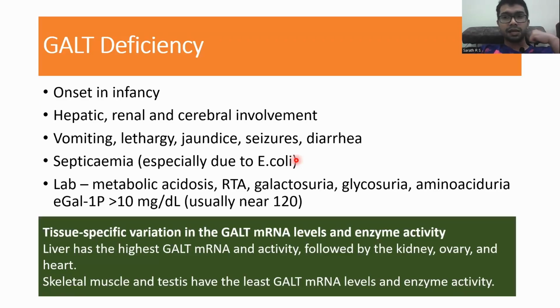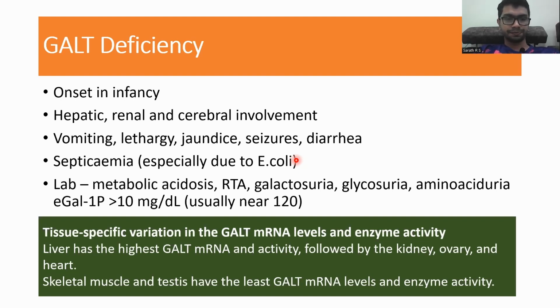The onset will be in the infancy itself, because once we initiate feeding, breast milk will contain lactose. Lactose will be converted to galactose. Galactose accumulation will form galactosemic manifestations. There will be involvement of liver, kidneys, and brain. So there will be altered liver function. There will be vomiting, lethargy, bleeding manifestations, jaundice. There will be generalized aminoaciduria due to renal involvement.